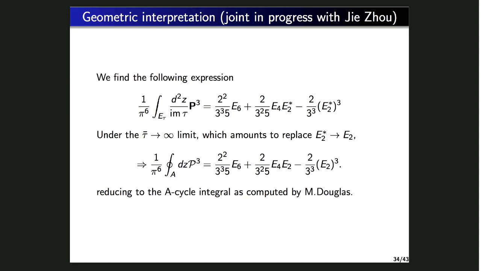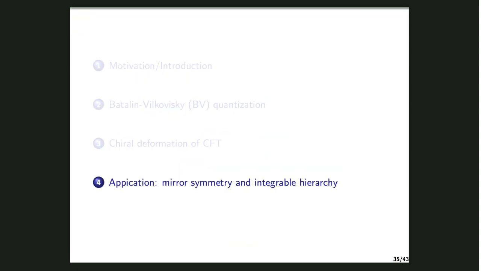Now I'm going to describe the second property about this homotopic BV master equation in terms of this Maurer-Cartan element of the Lie algebra. So I'm going to explain this one by an application to this higher genus mirror symmetry and also to this integrable hierarchy.